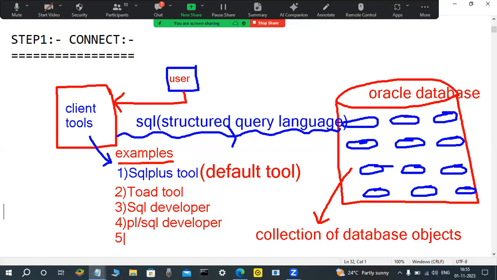Again, another one is SQL Navigator. Some companies provide different tools. The most popular tools are SQL Developer, PL/SQL Developer or Toad. SQL Navigator is used in very rare cases. Now these are explicit tools, and if you are interested, you can install them. These tools are graphical user interface tools, GUI tools only.